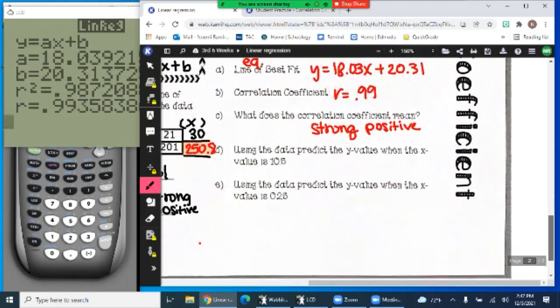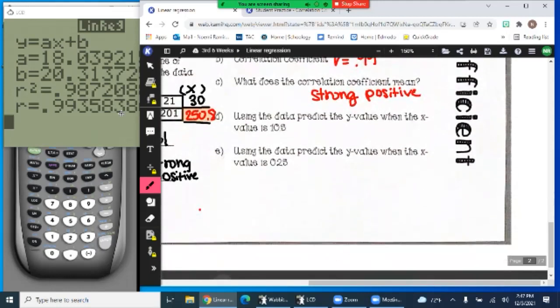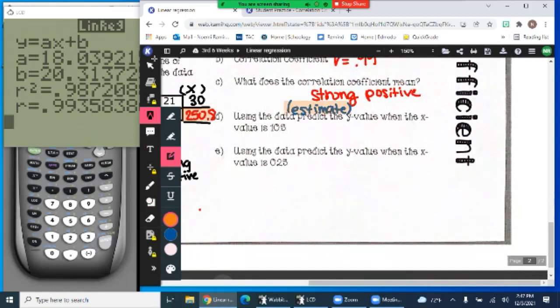Strong positive. Good. Now, this is the part that you're most likely going to be tested on the STAAR test. It says using the data, predict. Remember, I told you they could use the word predict. They could use the word estimate. So I'm going to go ahead and put that there. I'm going to highlight that because those are some key words right there. Predict the Y value. In other words, what is the Y value if given the X value of 10.5? Now I realize it's kind of hard to see the fact that it is a 10.5, but it's there. On this worksheet the decimal looks weird.